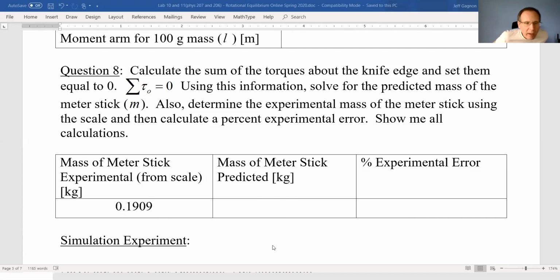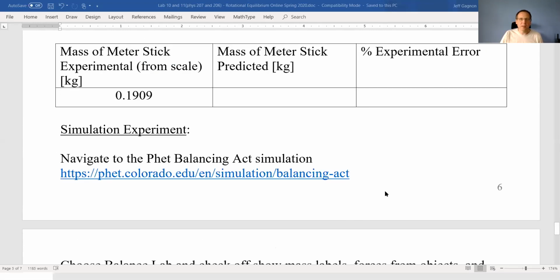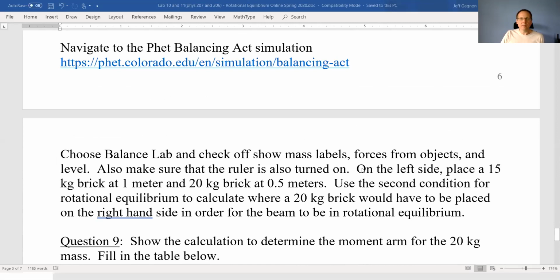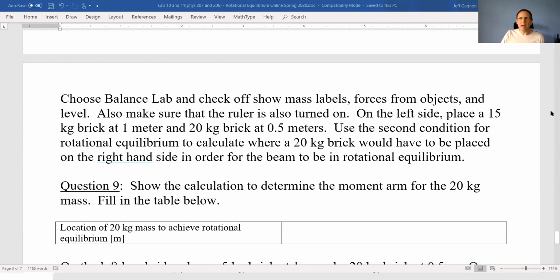Okay, then the last part of the lab is going to deal with a simulation again. So this is that same group, the PhET physics simulation group. You want to go to the simulation. It's the balancing act simulation. And then when you get there, and I'll show you this in a second, you want to check off several things in the right-hand little menu there where it says show mass labels, forces from objects, and level. And you also want to make sure the ruler is turned on.